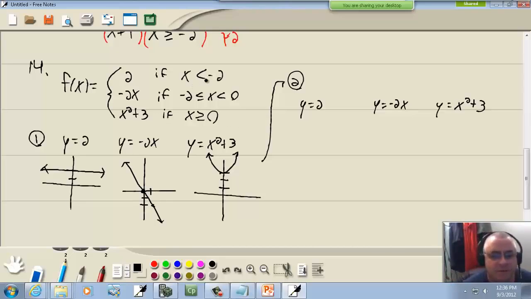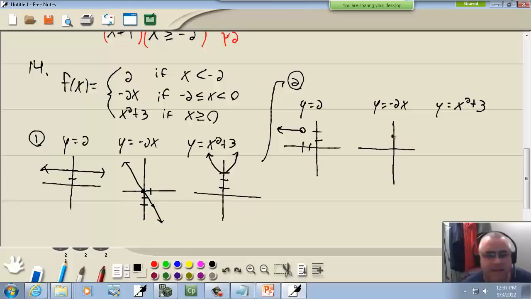Okay, so y is equal to 2. It looks like that when x is less than negative 2. So I come over here. Here's negative 2. And it'll look like that when it's less than negative 2. Now it's less than, which means this is an open dot. Okay, so it looks like this between negative 2 and 0.